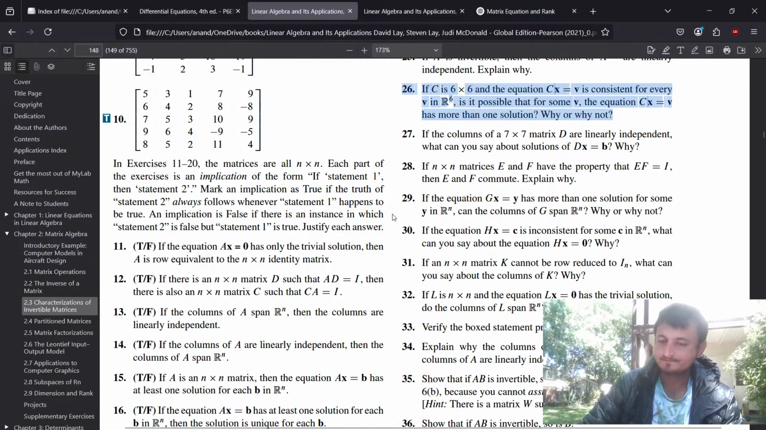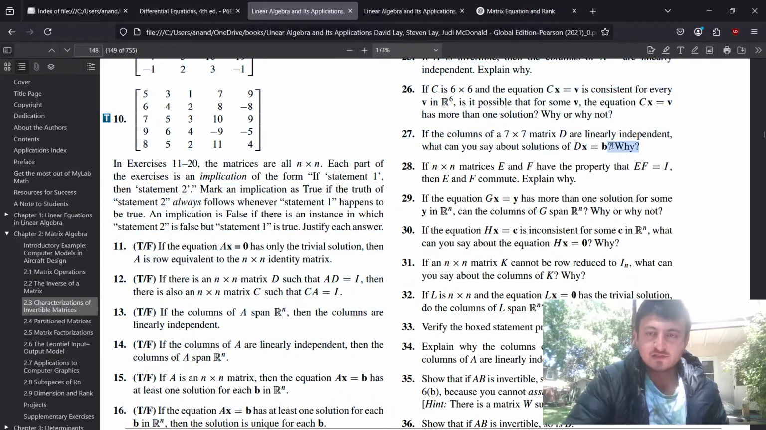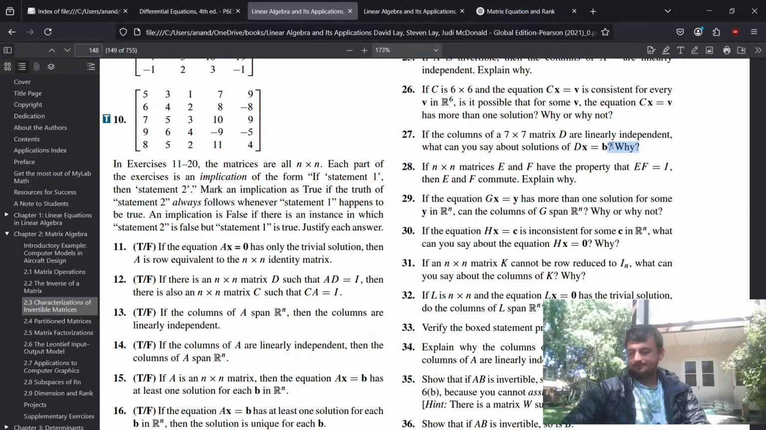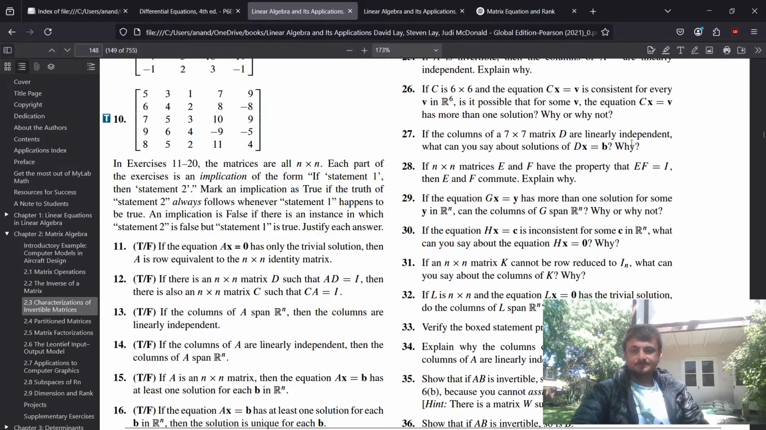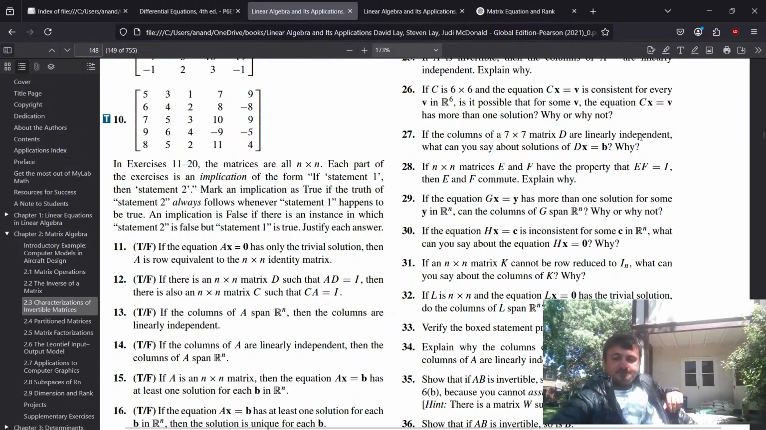27. If D is linearly independent and it's square, what can we say about solutions? They're unique and they exist for all B. I mean, because D is row equivalent to the identity matrix. And for all B, I times B is equal to B. So we can just get any solution.